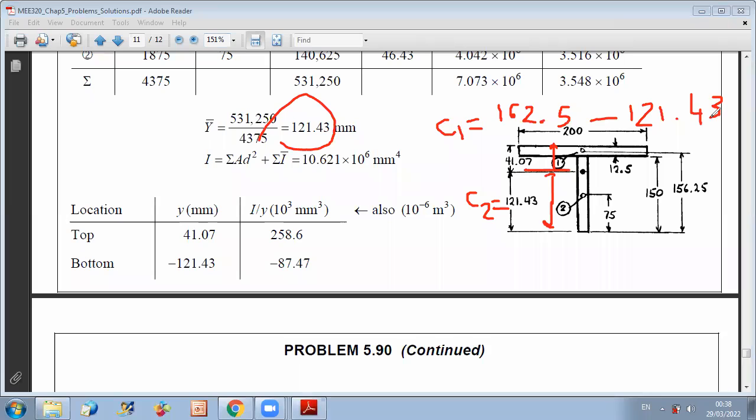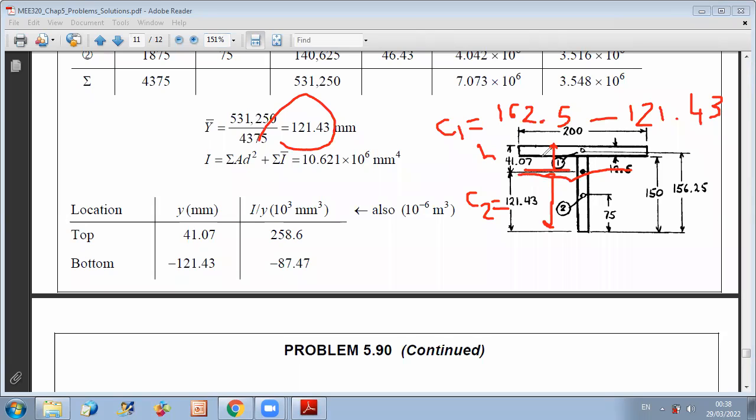So you can get this is equal to 41.07. Okay, so now you have the value of C1, C2. So you can calculate now the total inertia of your section. The total inertia, of course, about the neutral axis.